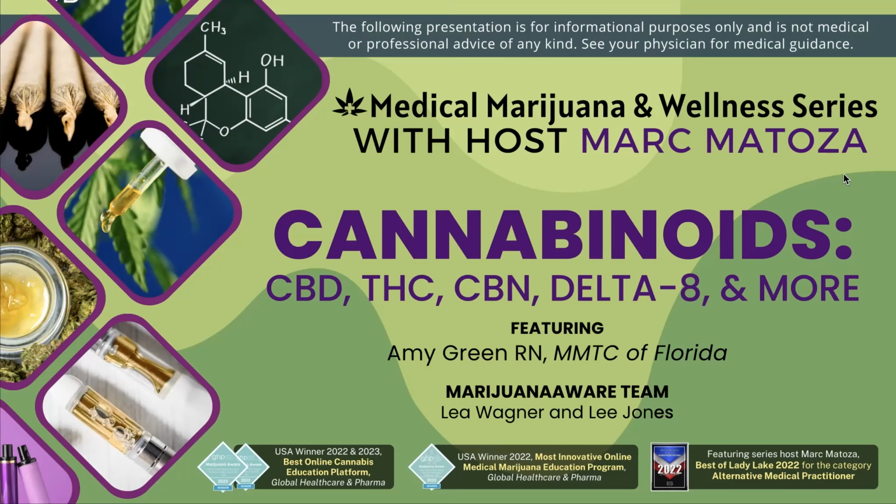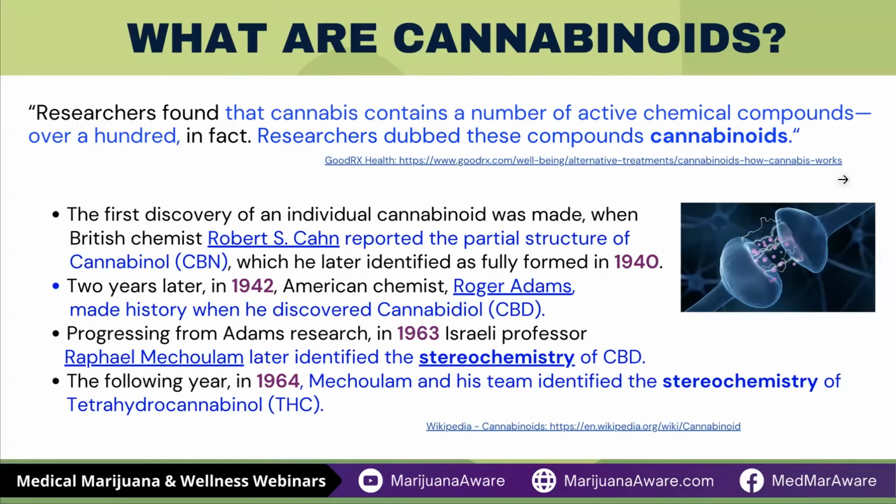This is a subject that you, on a daily basis, when you're working with various patients, talk about: cannabinoids. But in researching this presentation, I found very few people that talked about what a cannabinoid is. So let's dive into what is a cannabinoid. What's interesting is researchers found that cannabis contained a number of active chemical components, actually hundreds of them. And so they dubbed those components cannabinoids. So the question is, who were those researchers? And why don't you take us through a little history of that?